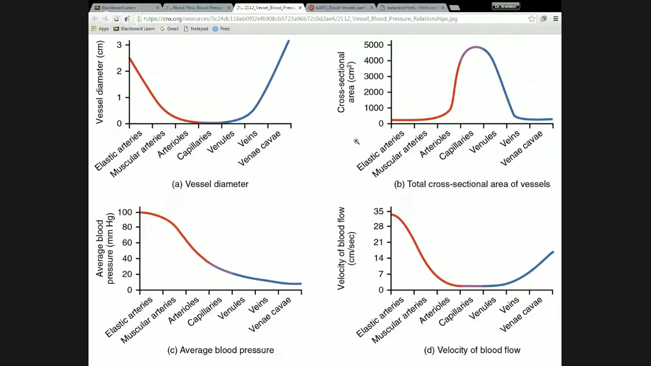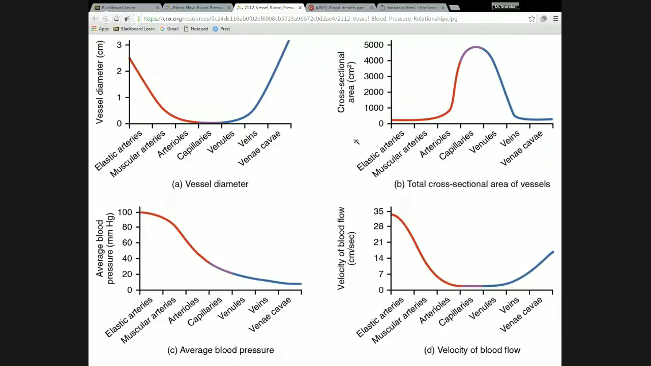So systemic circulation is really going through 1, 2, 3 types of arteries, capillaries, 2 types of veins before it gets back to normal, because the vena cava is a vein. Now, the first curve that we see here is just the vessel diameter in terms of where it is in the path of circulation. So elastic arteries, which include the aorta, start at about 2.5 centimeters in diameter.